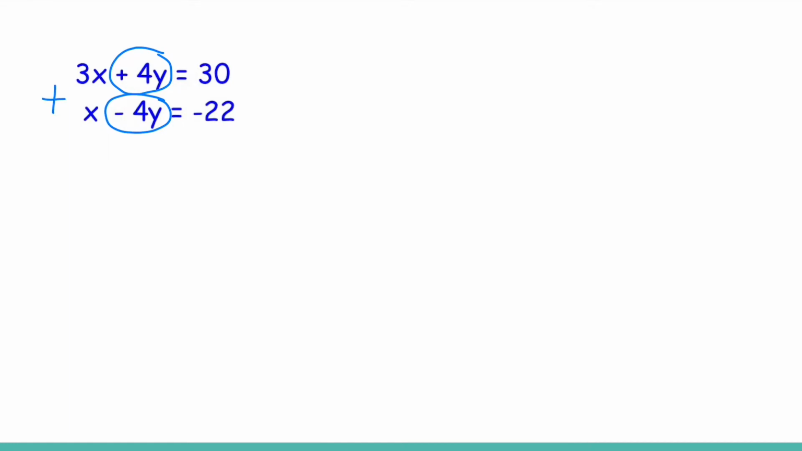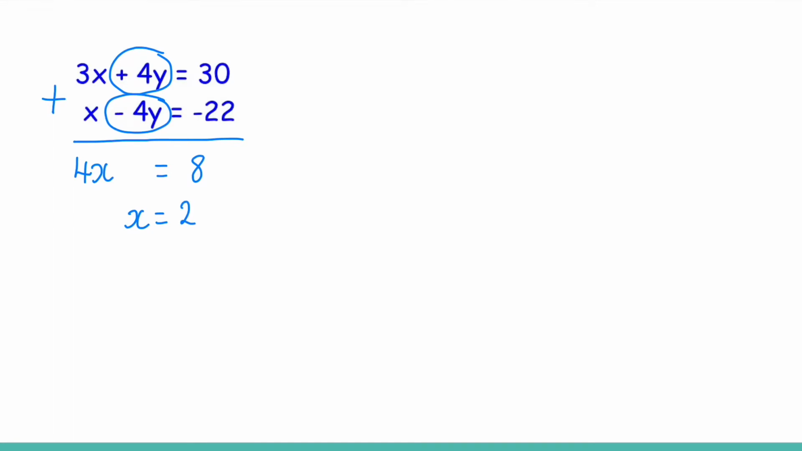Therefore, I need to add them. If I subtracted them, I'd end up with 8y, and I want to get 0, I want to eliminate them, so I need to add the 2 equations together. If the signs are the same, then I can subtract. So I can do 3x plus x, that gives me 4x, and then 4y minus 4y, because it's plus minus, that gives me 0, and then 30 plus minus 22 is going to give me 8. So 4x is equal to 8, therefore x is equal to 2.